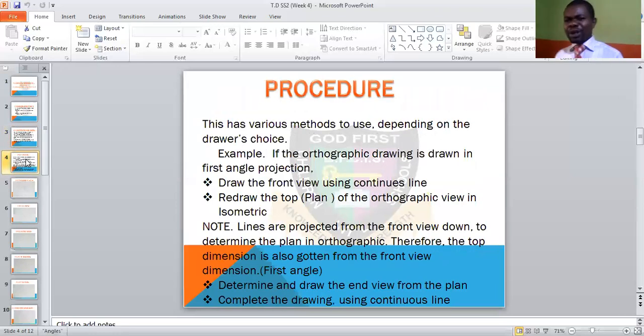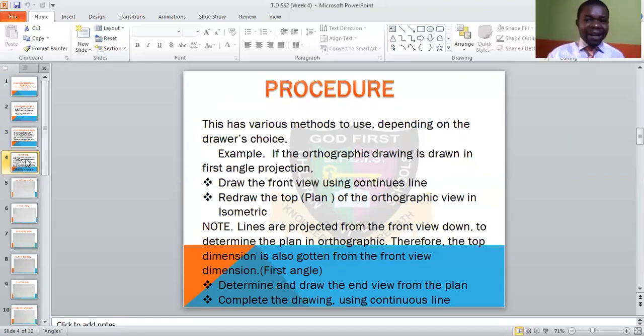Then what are the procedures you use? This one does not really require a particular procedure. Somebody may start to draw the plan before the end elevation, but I will give you a method that will be suitable for you and easy for you. That is, starting, for example, with an orthographic drawing drawn in first angle projection. You are given that it is drawn in first angle projection.